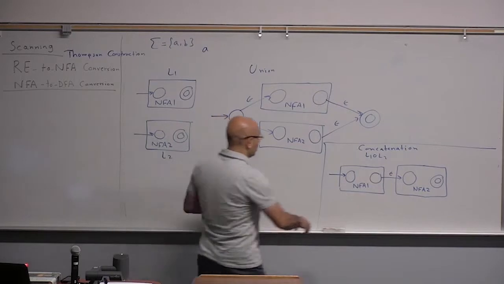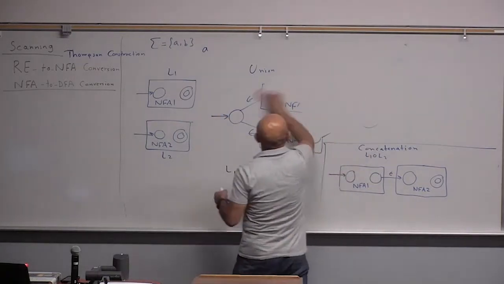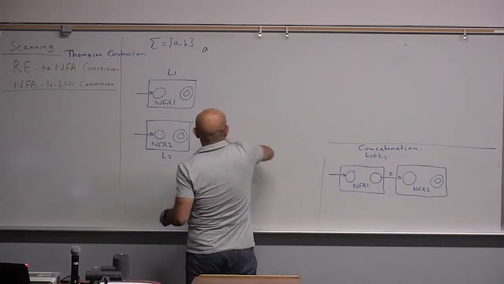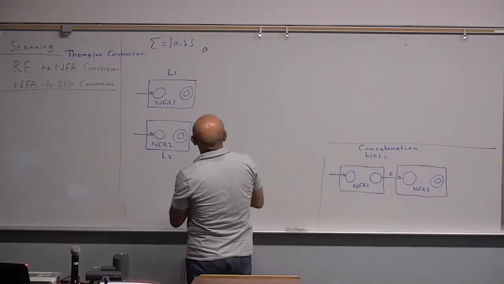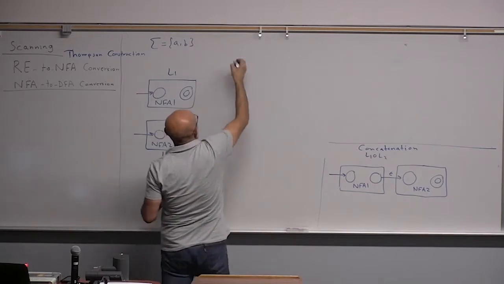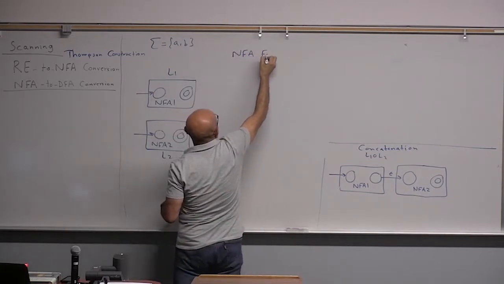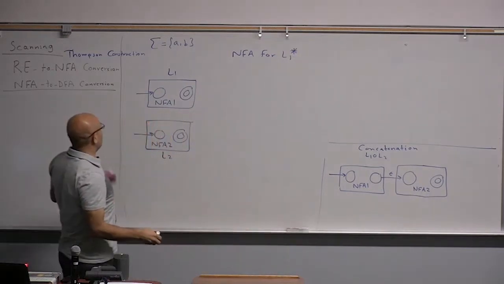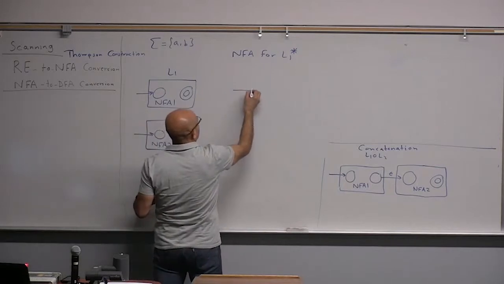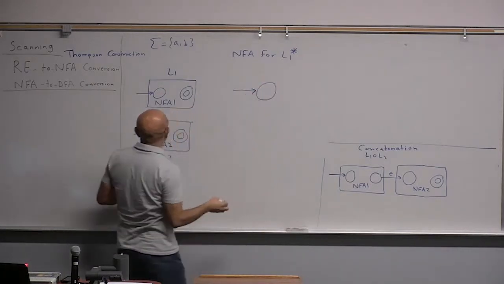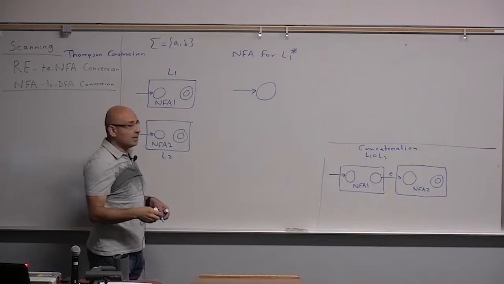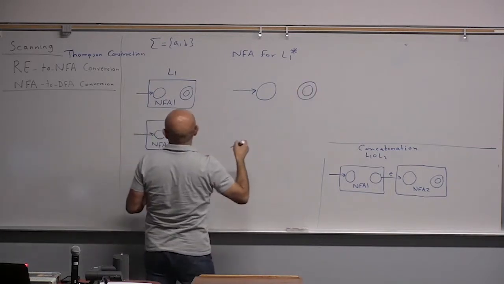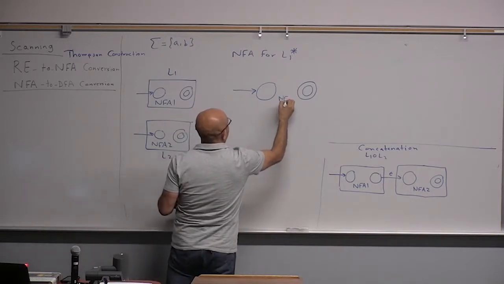Now let's do the star. The star is a little bit tricky, so let's do an NFA for L1 star. So an NFA for L1 star, let me make a first attempt that will be wrong, and then we'll see why it's wrong and how to correct it. So if I do this, this is NFA 1.